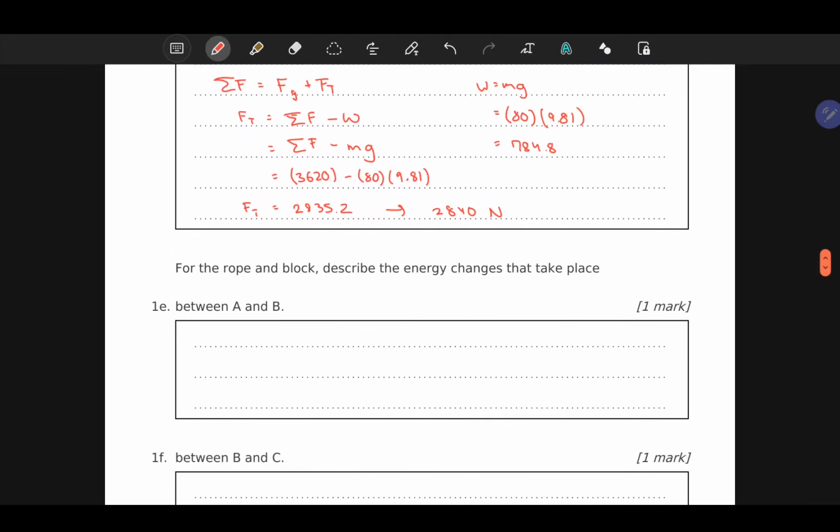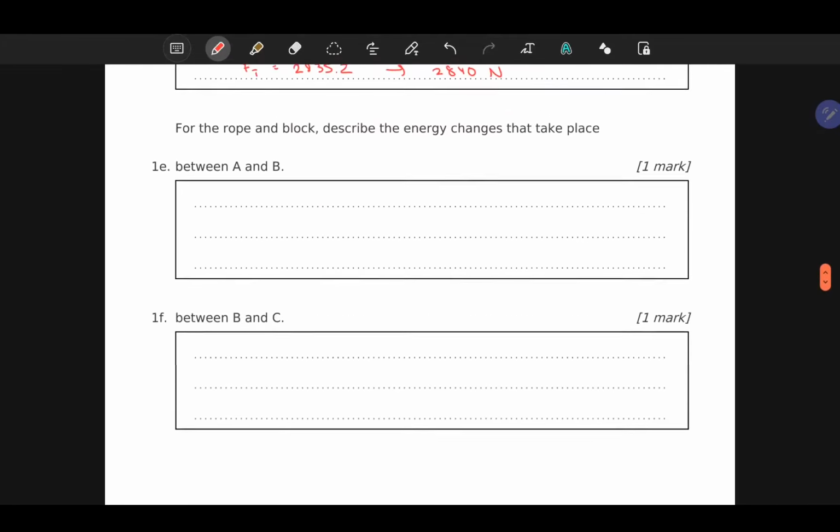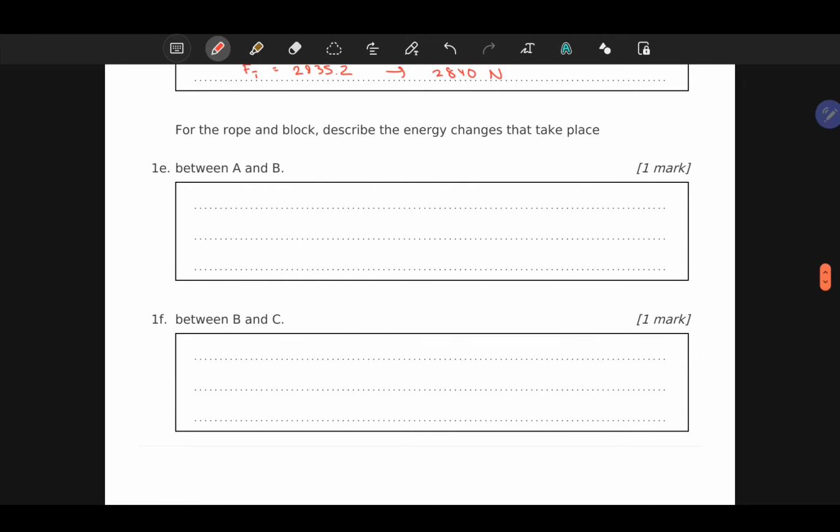So there you go. That's your final answer. Moving on to the last few questions. For the rope and block, describe the energy changes that take place. So this is really fully conceptual. There's no calculations here. And these are the kind of easier ones that you need to be able to answer.